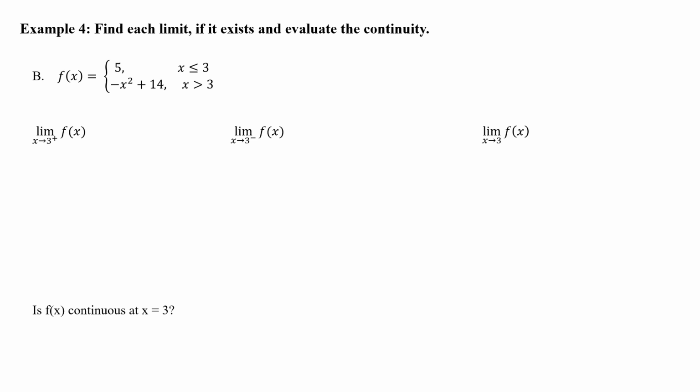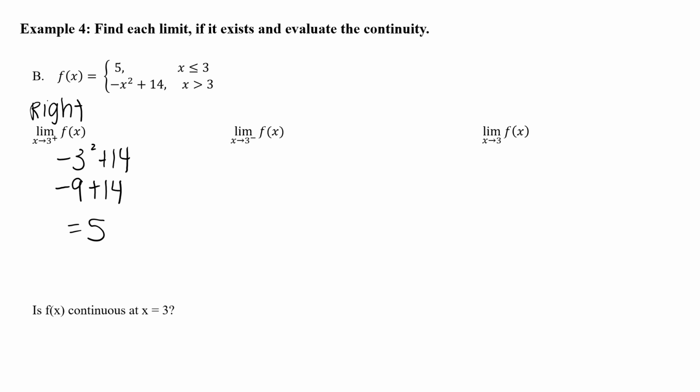And for our final example, we just want to look at this piecewise function. Here we have our function f of x equals 5 when x is less than or equal to 3, and negative x squared plus 14 when x is greater than 3. So we're going to start by looking at the limit as x approaches 3 from the right-hand side, meaning from the values that are greater than 3. To do so, we're going to use that second function, that negative x squared plus 14. We're going to plug in or direct substitution for our value of 3. So we have negative 3 squared plus 14 gives us negative 9 plus 14. So the limit as x approaches 3 from the right of this function is just equal to 5.